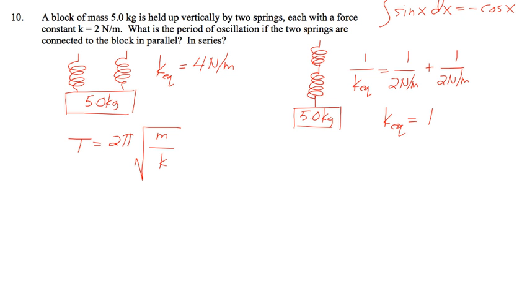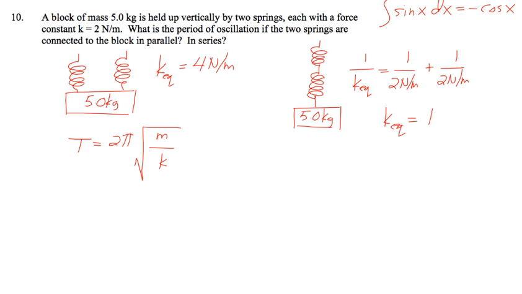So again, the 2 answers are going to be, one of the answers is going to be 5 kilograms over 4, whatever that is for a period, and then I'm going to have 5 over 1, and whatever that is for the period. And that's going to be your 2 answers. They came out to be 7.03 seconds and 14.0 seconds.